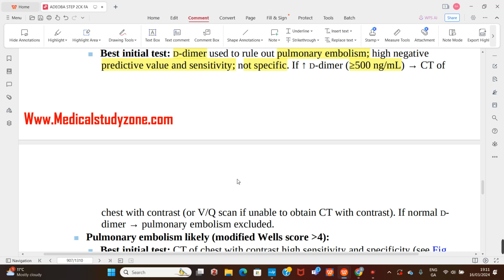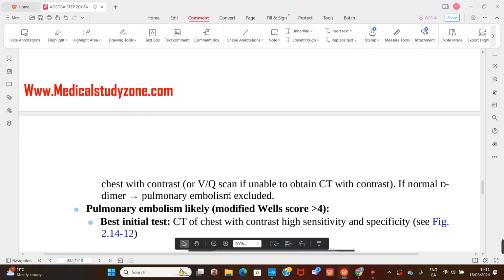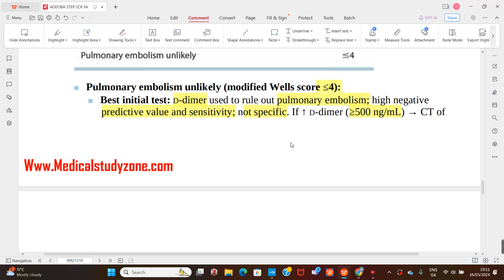True. Nice. So it's going to be true because your Q is going to reduce and your V is going to be the same. So that ratio is going to be high. Very important. So if you have a normal D-dimer, you can safely say that what you are dealing with is not PE, so you don't need to go further. And the cutoff point is 500.